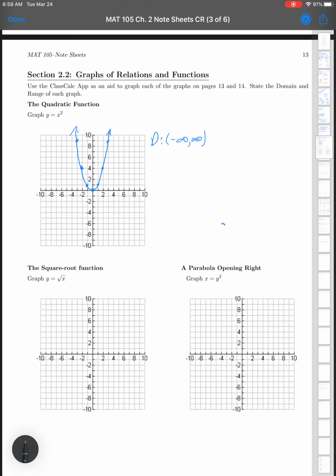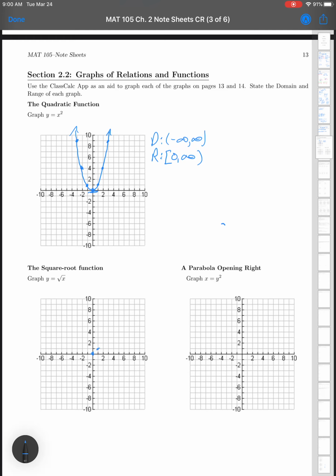So there is no farthest to the left we go or farthest to the right. It goes on forever. And the range for this function would be from 0 to infinity, because there is a smallest y value. The lowest this graph goes is right here, and then it goes up forever.